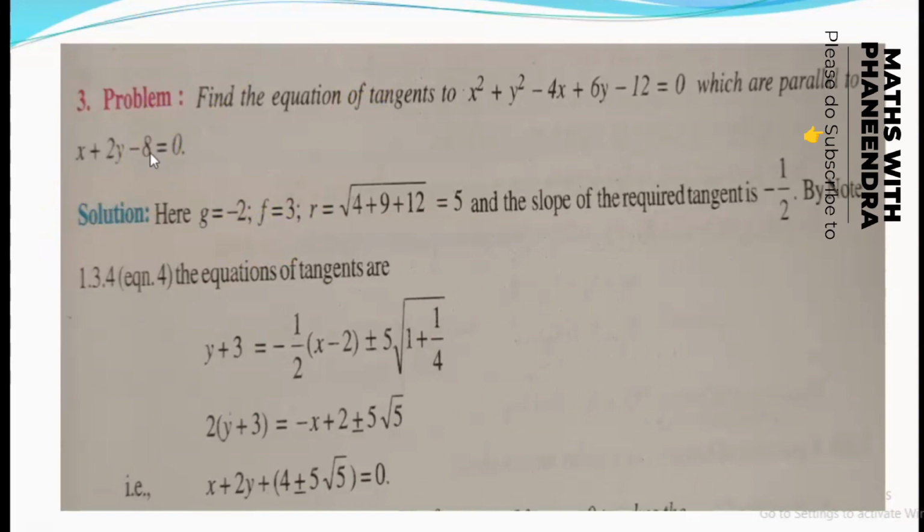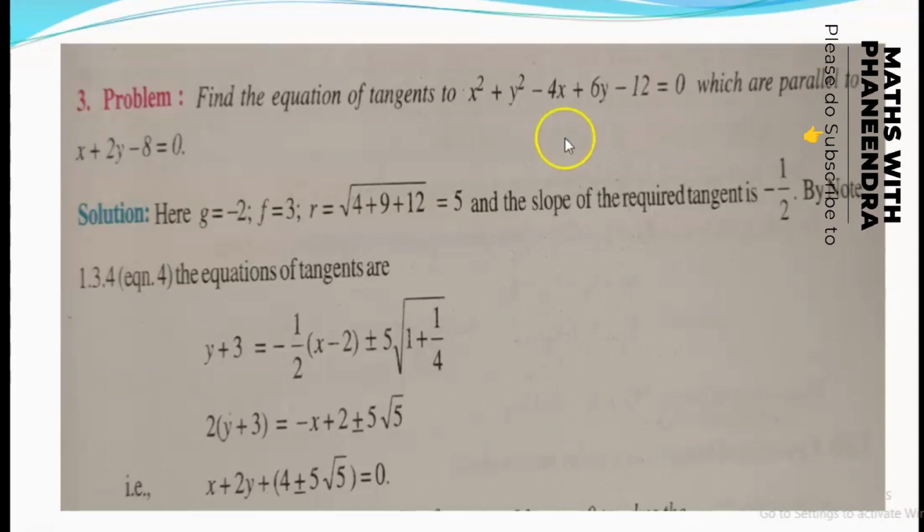So first what we have to do? To find those tangent equations, since this is the general equation of circle, we need to calculate the g value, f value and radius value. After that, we write the line x plus 2y minus 8 equal to 0 and find the slope of that line. For ax plus by plus c equal to 0, the slope is minus x coefficient by y coefficient, that means minus a by b. So minus 1 by 2 will be the slope. That is denoted by m. m is equal to minus 1 by 2. After getting these values, you have to apply the formula.